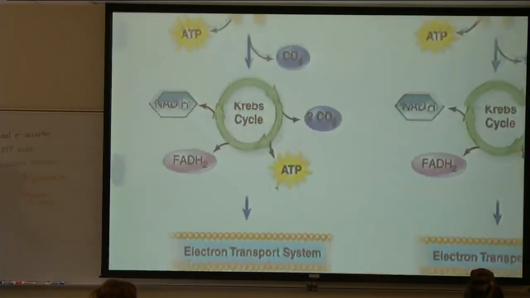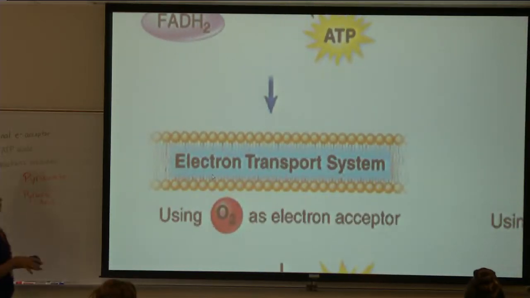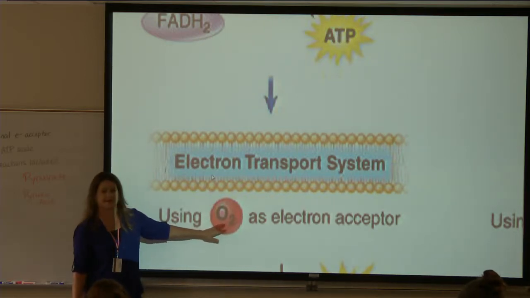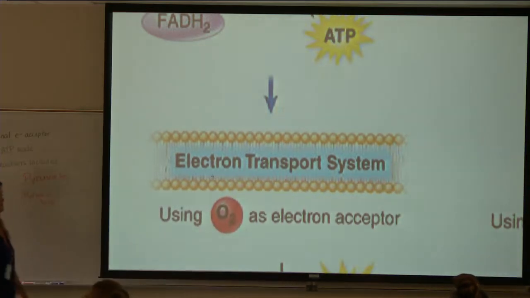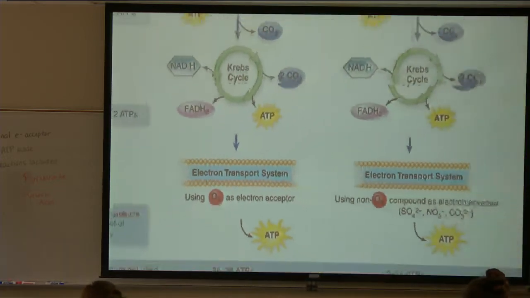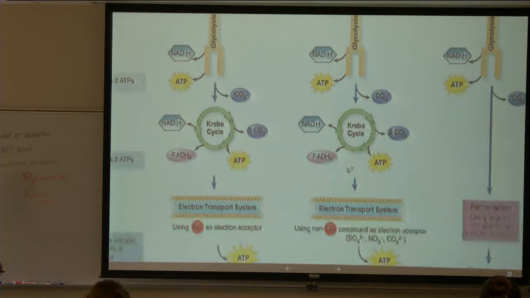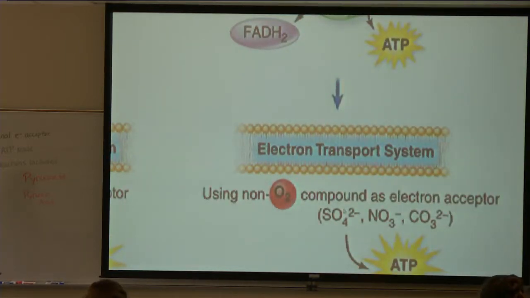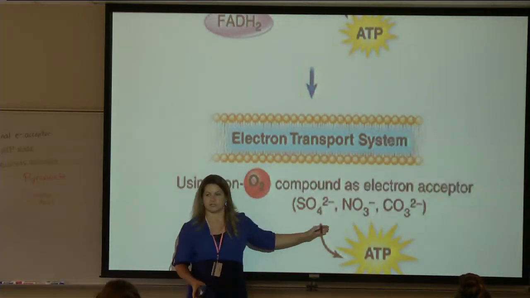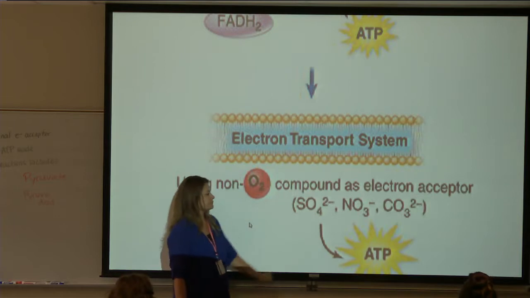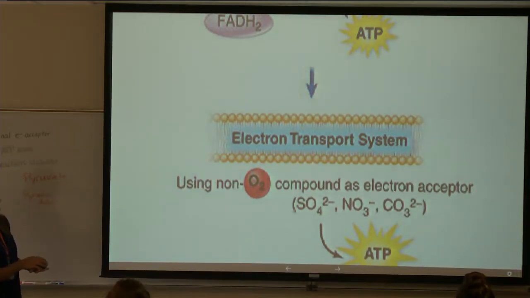Now if we look down here at the electron transport system, this is aerobic respiration. With aerobic respiration, oxygen is your final electron acceptor. When you guys handed in your oxygen lab last week, oxygen acts as that final electron acceptor. Oxygen is the final electron acceptor for aerobic respiration. Anaerobic respiration, final electron acceptor, is a non-oxygen compound. Sulfate, nitrate, carbonate. Yes, you see that O in there for oxygen, but it's not just oxygen. Okay, so it's a different compound. It's an inorganic compound. Okay, non-oxygen, inorganic compound. Sulfate, nitrate, carbonate.